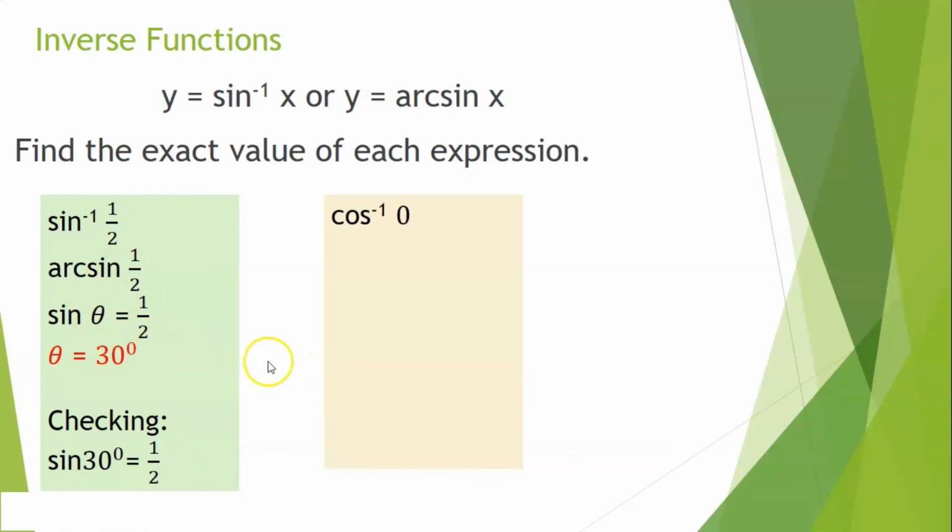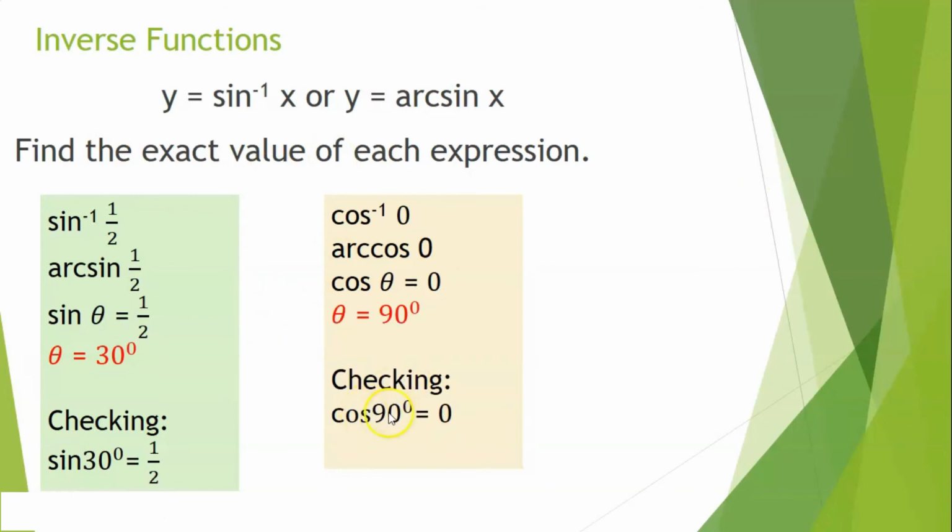Another. Arccosine of 0. So this would mean cosine theta is 0. So you have to find an angle in which when you get cosine with that value will result to 0. In this case, this is 90 degrees. So counter checking, cosine 90 is indeed 0.